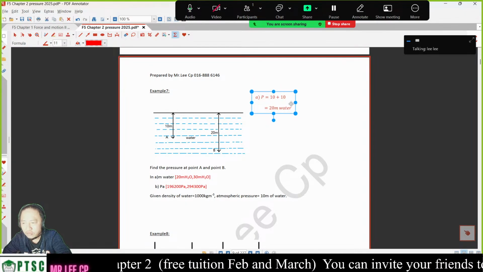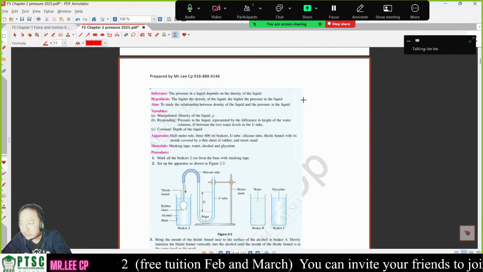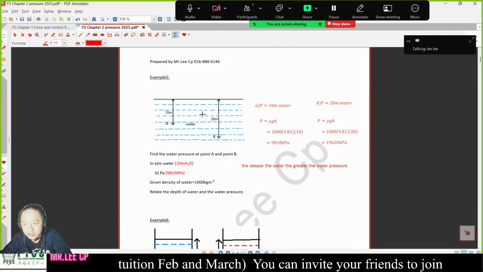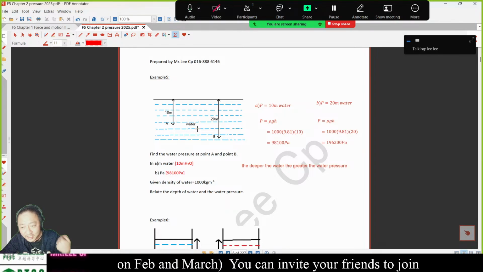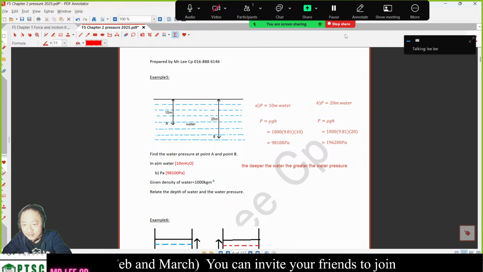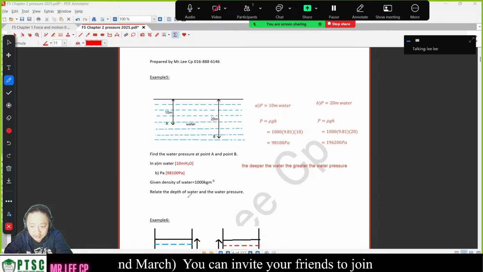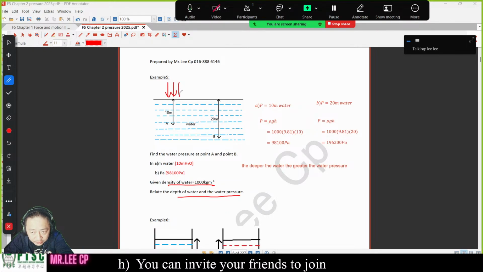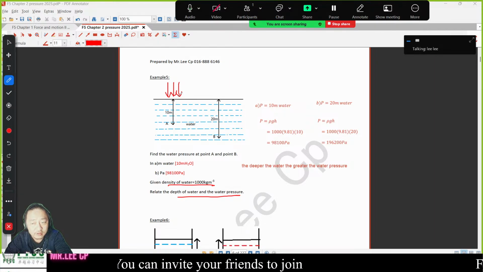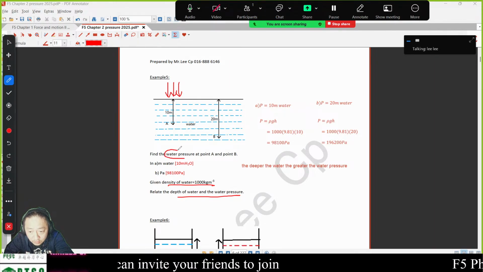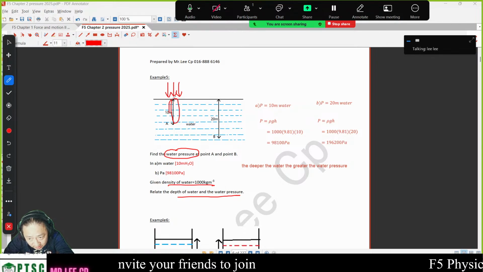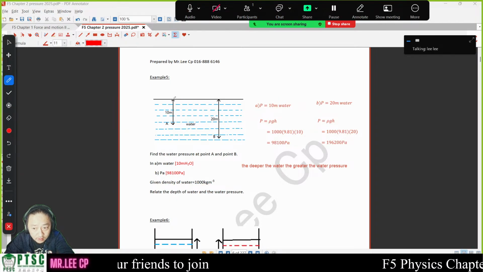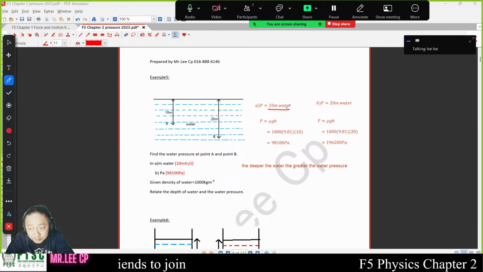Now, of course, you ask me, just now it was the same, why do you add in 10? Now here, even this picture and that picture are exactly the same, right? Here, I don't give you atmospheric pressure. Is there atmospheric pressure here? Yes, there is, but I don't give it to you. I just want the water's pressure, the pressure here only. 10 meters of water.